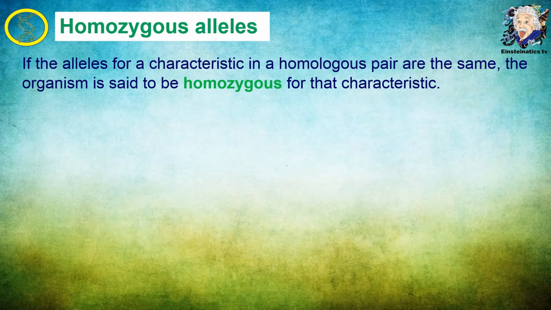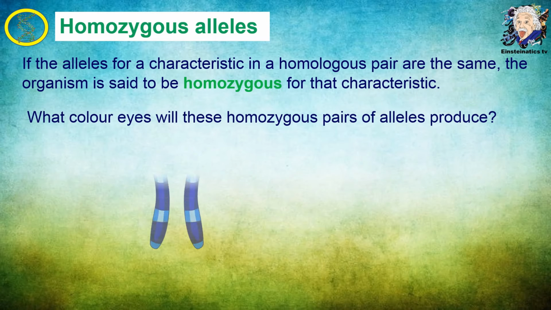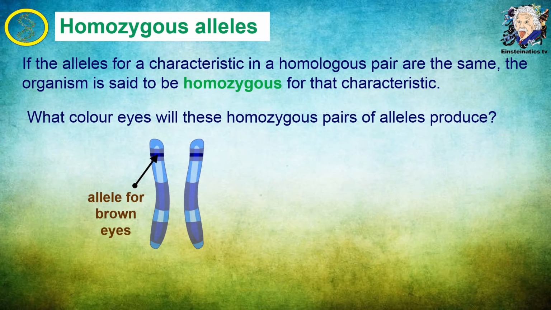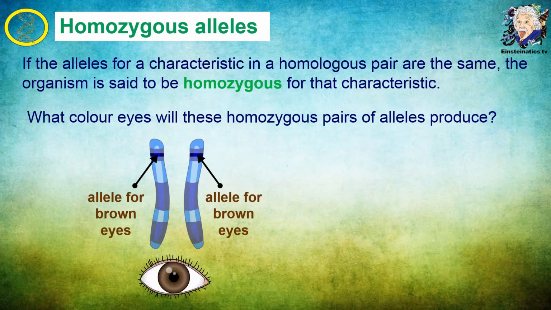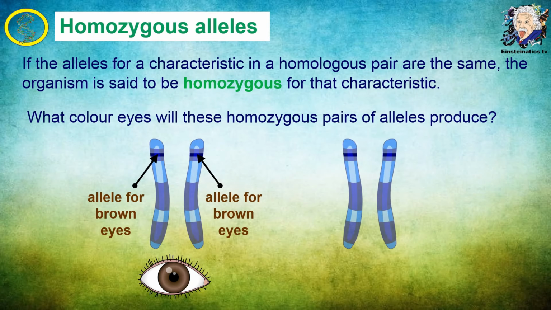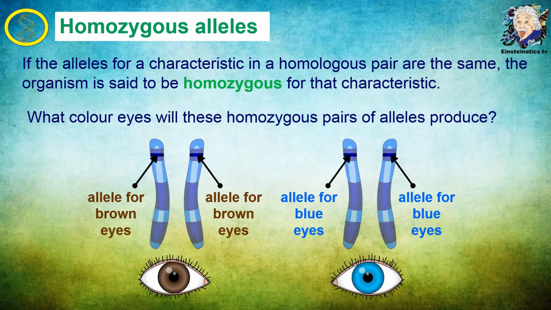Merong dalawang klase ng alleles. Yung una ay tinatawag na homozygous. Pag yung alleles sa isang homologous pair ay magkapareho, ito ay tinatawag na homozygous. Here is an example. As you can see, both of the chromatids have the allele for brown eyes, and yung isa naman, both of the alleles for the sister chromatids codes for blue eyes. So pag magkapareho, ito ay tinatawag na homozygous alleles.